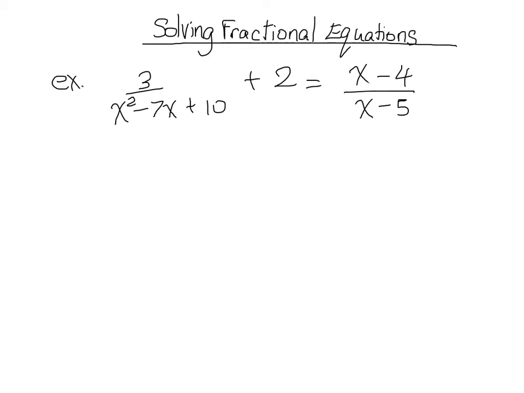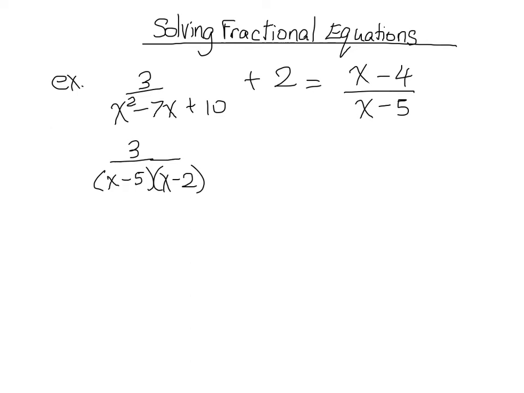So first of all, we need to simplify. And when we're simplifying, what needs to happen first? And if you said factor, that is correct. We need to make sure that everything that can be factored is factored first and foremost. So we have x squared minus 7x plus 10. Factoring it, we need two numbers that multiply to 10 and add to get negative 7. And the two numbers are negative 5 and negative 2. So we have x minus 5 and x minus 2.